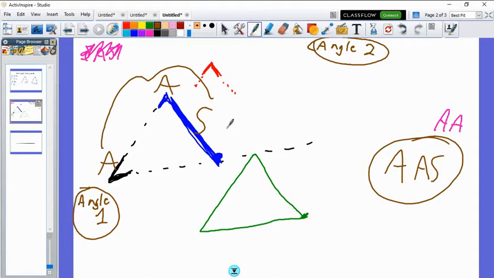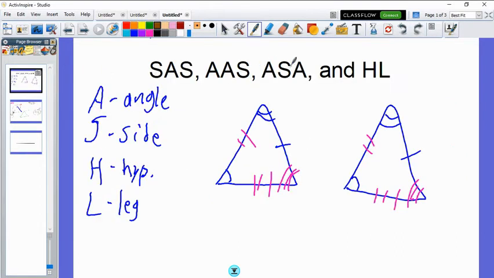Because if you have that information, it makes the angle have to line up to be in exactly one place. There's no other opportunities. It can't go over here and connect. It can't connect here. It has to connect exactly in that one spot. So angle, side, angle, and angle, angle, side. That is their explanations. So we're good on those two.